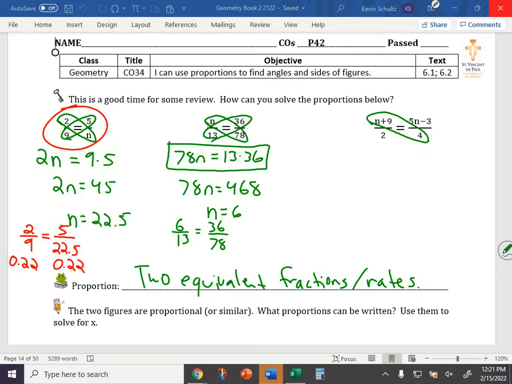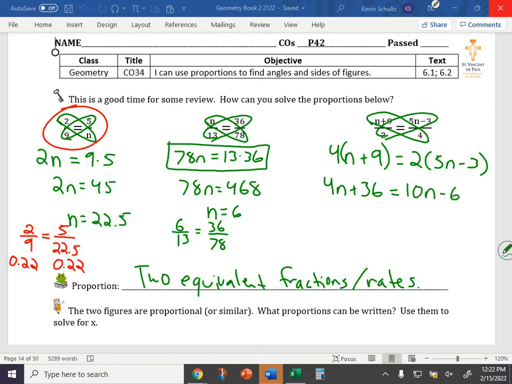Parentheses, right? It's not just 4 times n plus 9, because in this case, we're only multiplying the n by 4. We want to multiply n plus 9 by 4. So ensure you have parentheses there. And then the next one, 2 times 5n minus 3, same kind of thing: parentheses around that 5n minus 3. So it means you're going to have to distribute. 4 times n plus 9 gives us 4n plus 36 equals 10n minus 6. So not only do we get to distribute, we get variables on both sides. It's just a fantastic algebra proportion to solve.